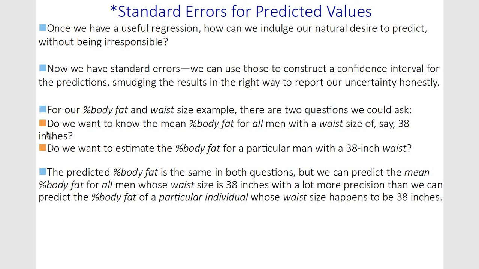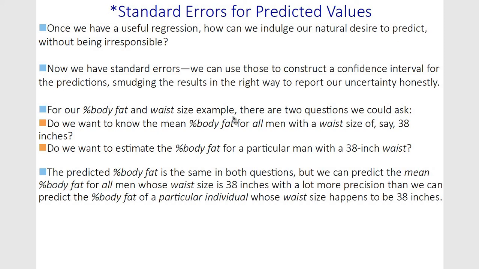Now we have to predict, without being irresponsible, right? So now we have standard errors, and those are important to help us construct a confidence interval, which allows us to report uncertainty honestly. Instead of just saying, hey, it should be this, we're going to give you an interval because that's better, right? Statisticians never want to say exactly because we don't want to be proved wrong, right? Because I always want to be right. It's fair. I do. All right, so not always, but I try.